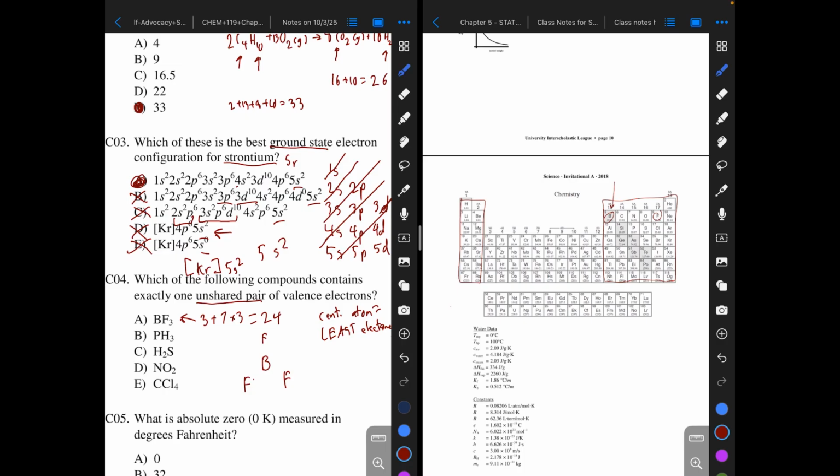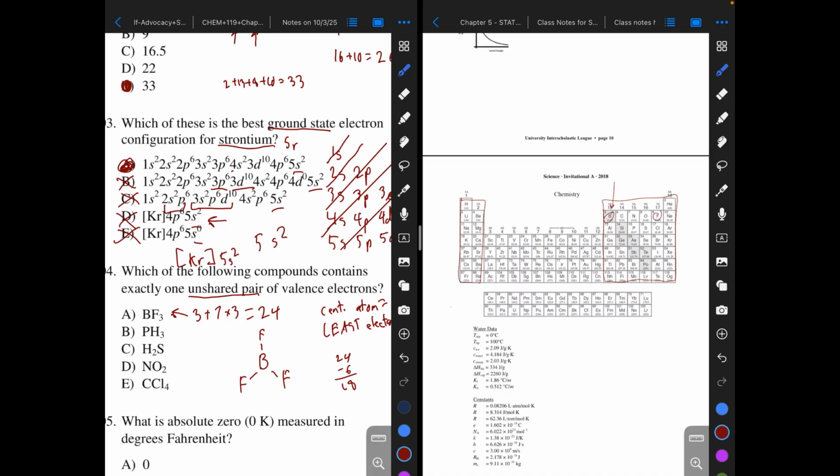Now let's draw the structures. The next step is to draw a single bond between the center atom and all the other atoms. And remember, a bond is the sharing of 2 electrons. So each bond has 2 electrons. So now we have 3 bonds. That means we used up 6 electrons. And we had 24 to begin with. So how many do we have remaining? We have 18 electrons remaining.